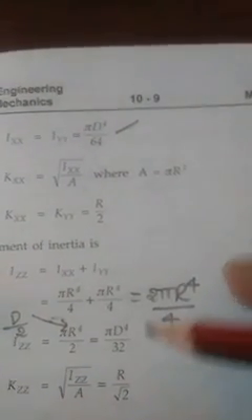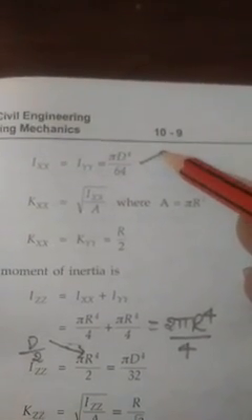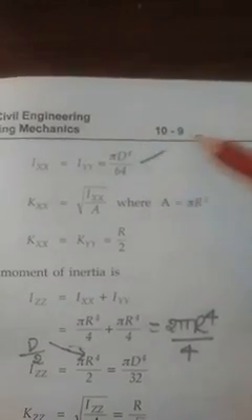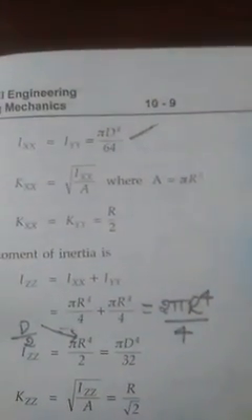So this is extra information. You do not need to derive this. Till here, pi d to the power of 4 divided by 64, find it till here and leave it. This is extra information. That's all.